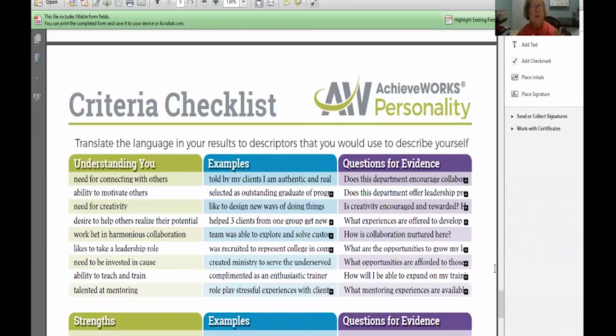So given what I've just told you about some of the things about me, in this section, Understanding You, I've written down some of the highest areas that I am strong in, because those are the areas that I really use and want in my life, in my career, in all my experiences. It's universal. I want these. I want to connect with other people, so I have a need to connect with others. I have the ability to motivate or excite people. That's just a talent that I have.